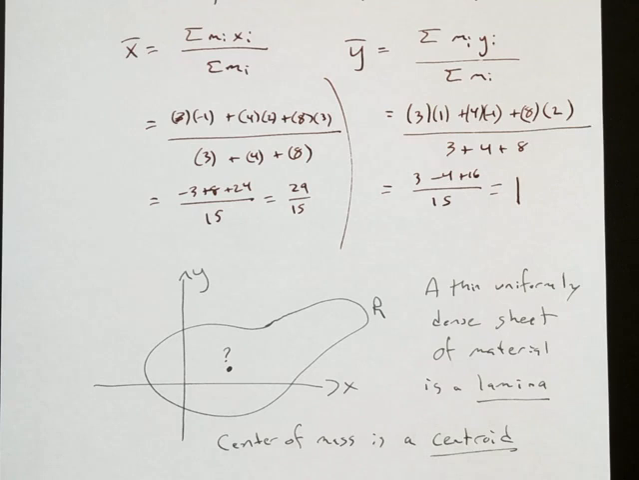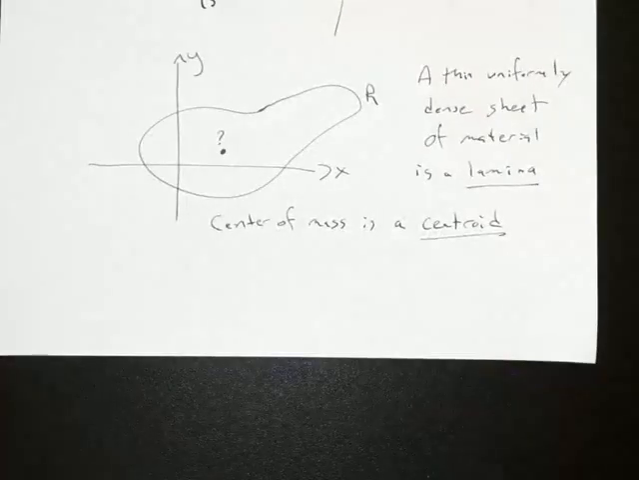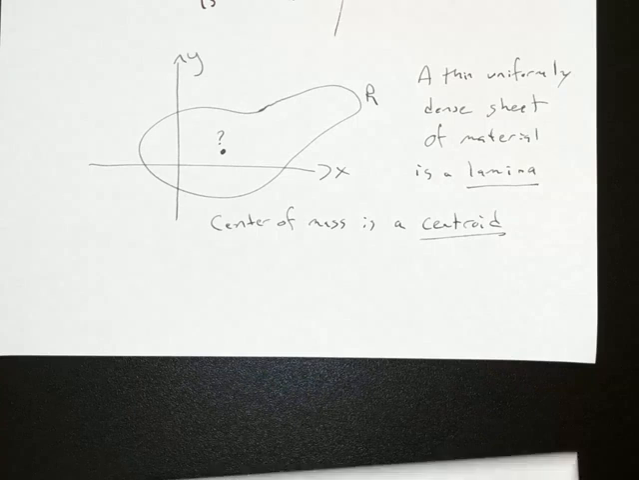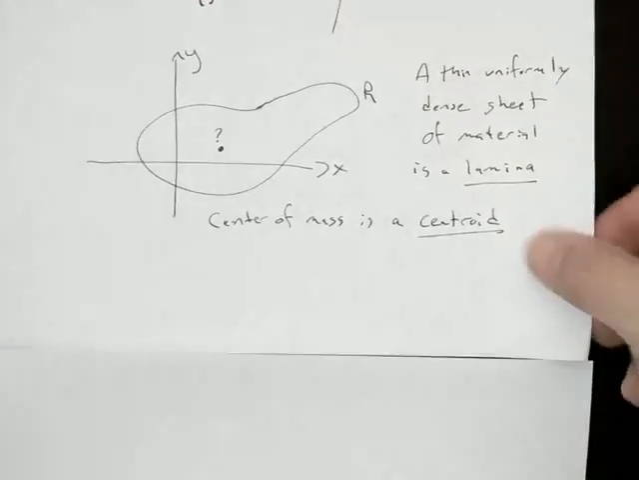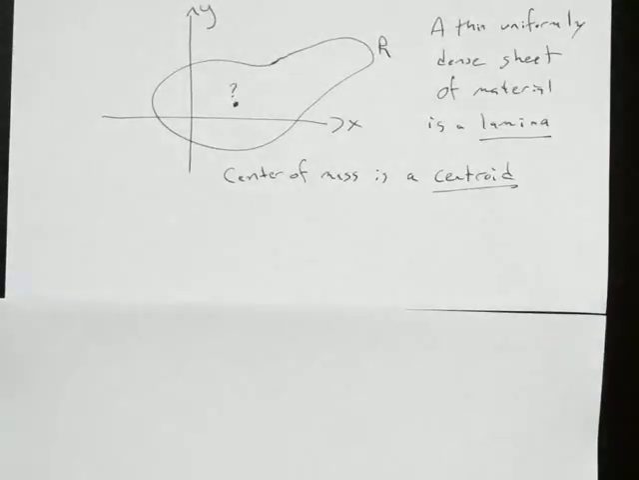If your object is not of uniform mass, then you would need to take into account density somehow. We'll save that for the moment. For right now, I'm just dealing with a uniformly dense idea, so I'm thinking just really about the shape of the object.